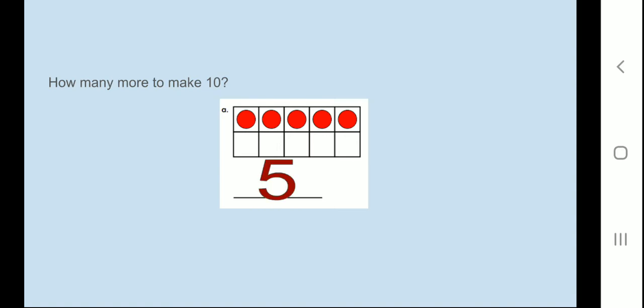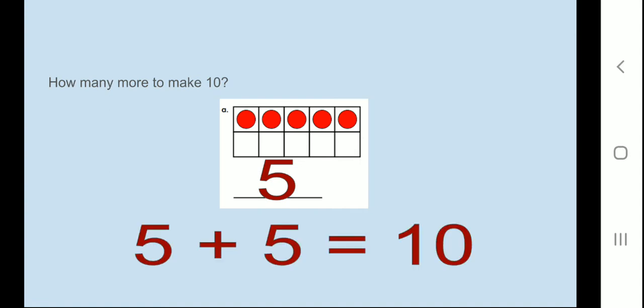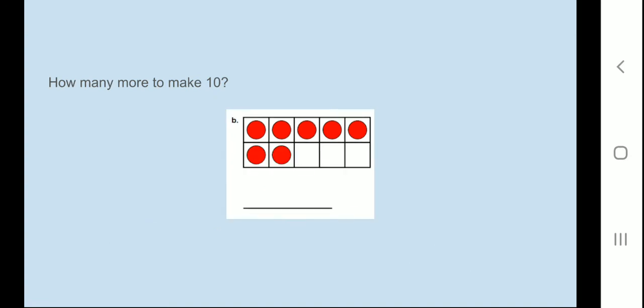5. You need 5 more counters to make 10. That means our number sentence is 5 counters plus 5 more counters equals 10. 5 and 5 make 10. Good job. Let's try another one. How many more to make 10?